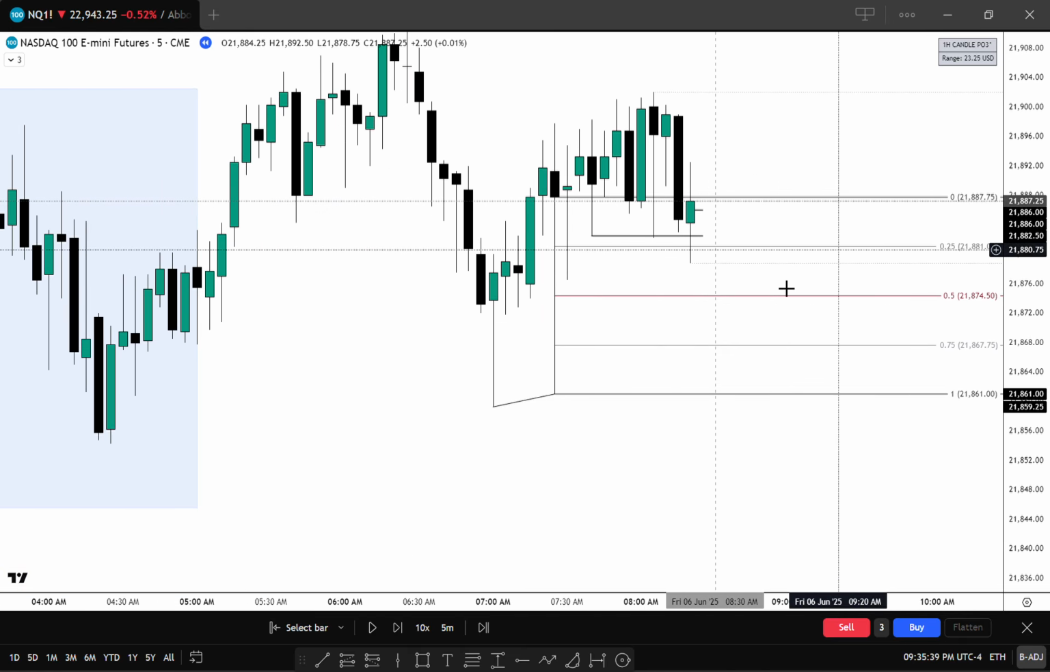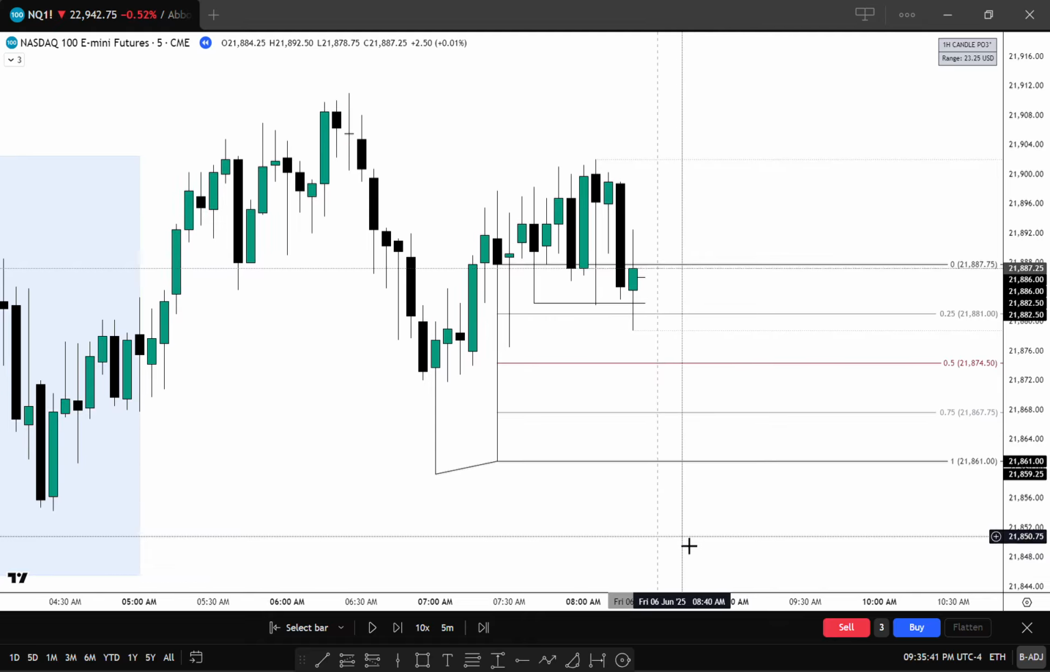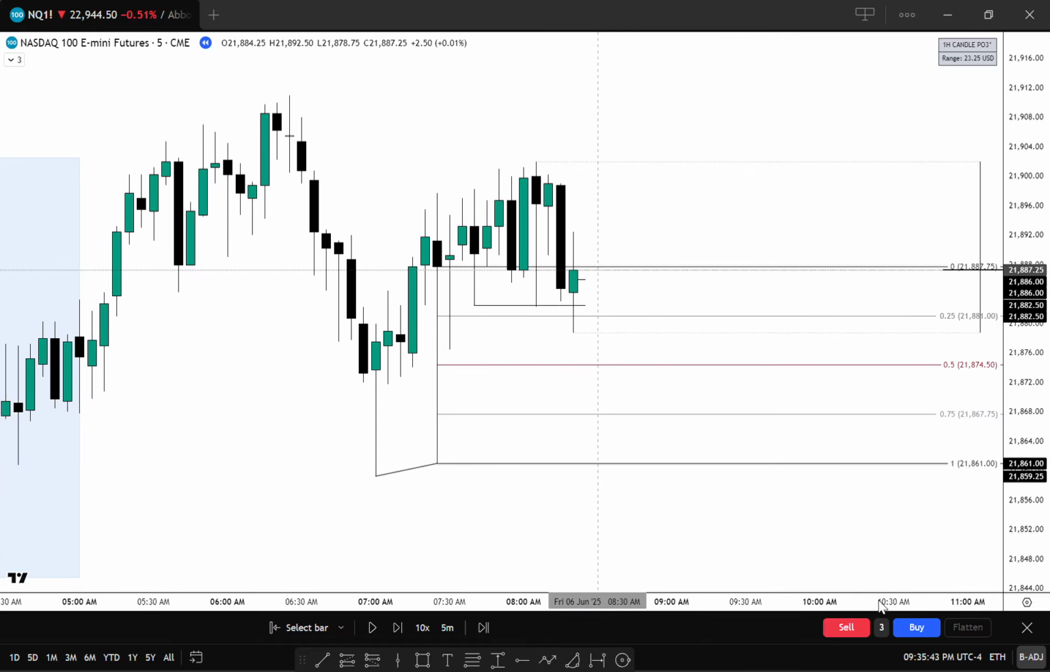Why is the 0.5 so crucial? It's like equilibrium, right? Equilibrium price points are important because it goes into smart money mitigation. I can go over that. I can add it to the list, smart money mitigation.